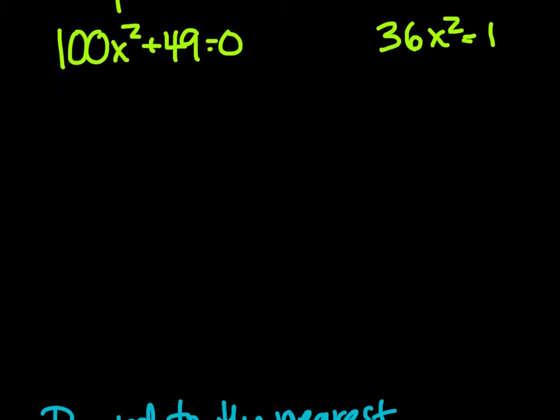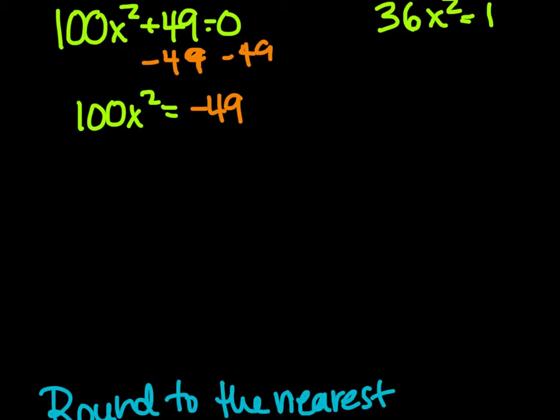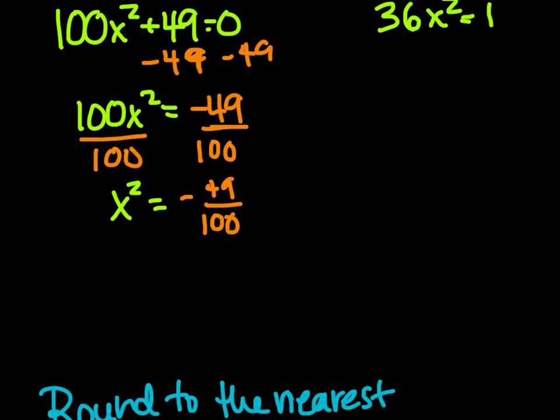All right, so let's move on to our last little bit. Let's try a couple more problems. We have 100 x squared plus 49 is equal to 0, so we can also solve this problem. Let's subtract 49 from each side. And we get 100 x squared is equal to a negative 49, and then we're going to divide by 100 on each side, and we have x squared is equal to negative 49 over 100. So take the square root after that.